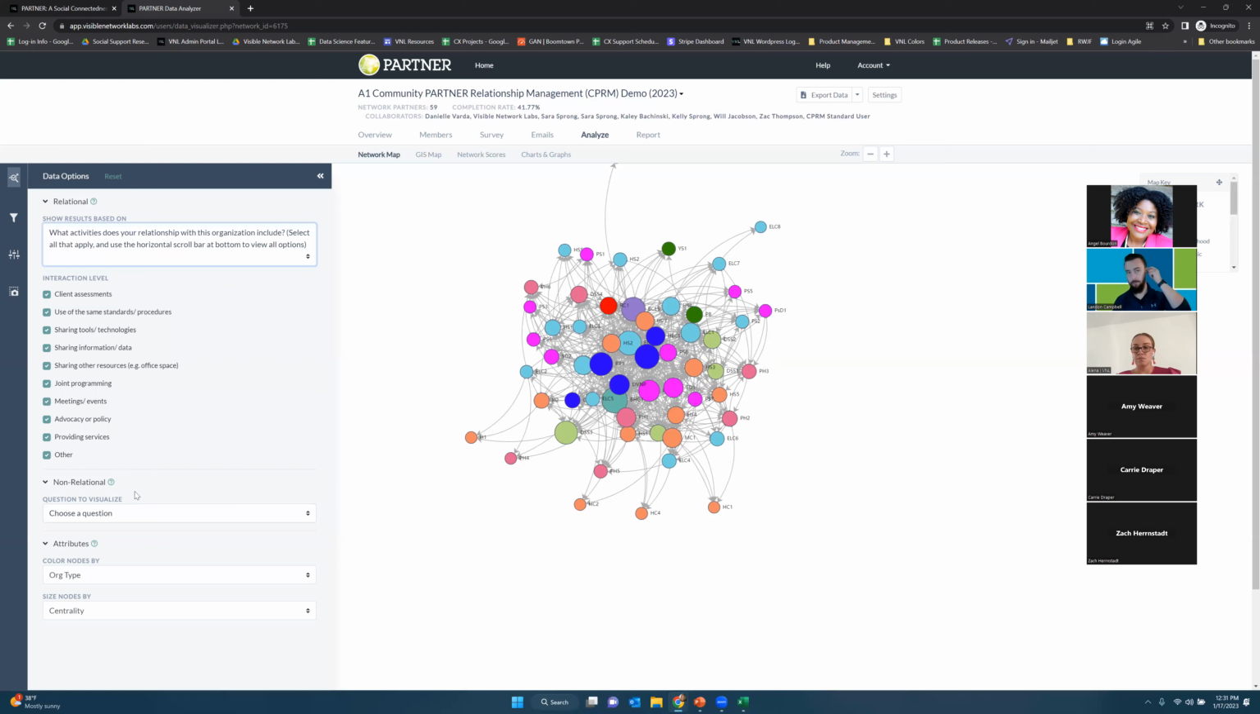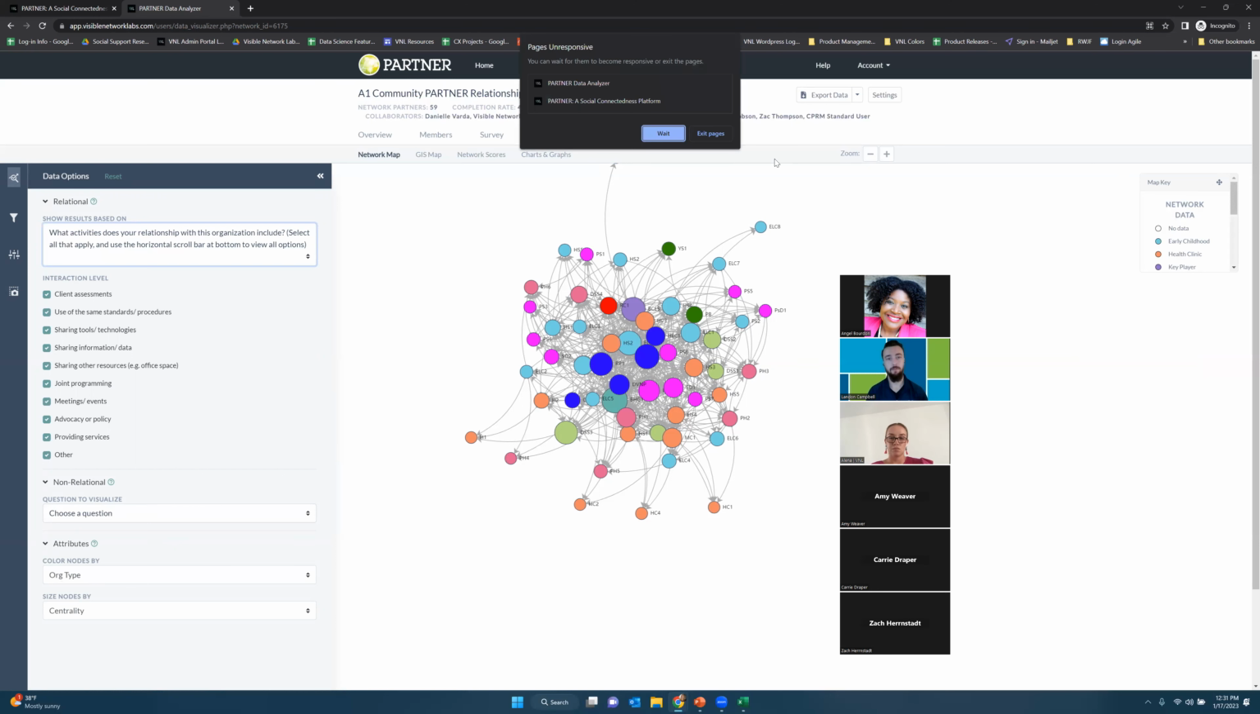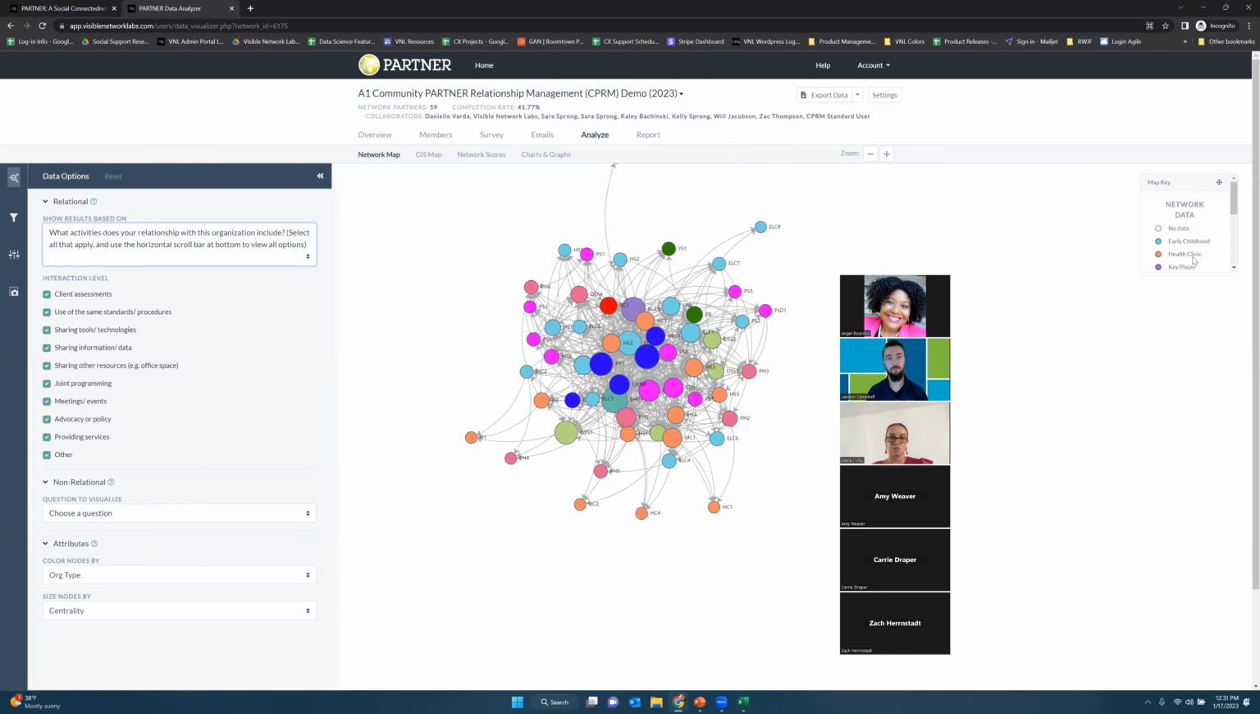But the other thing you can also do is you can color nodes by different attributes. So for example, this demo is showing organization type as an attribute. So all of the nodes are colored by those different org types. So we have like an early childhood, a health clinic. We tag someone as a key player to show you. And so you can kind of see that.